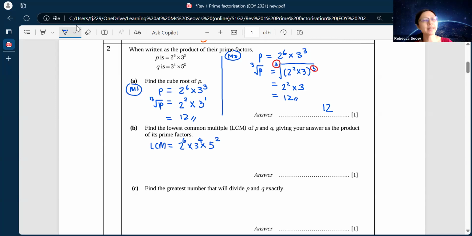So would this be our final answer? Yes, because the question wants us to give our answer as the product of prime factors. So this will be it.